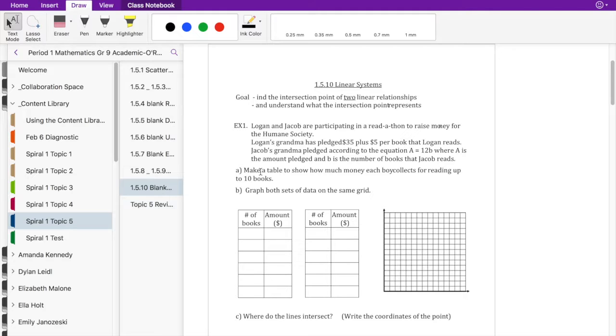Solving a linear system is just figuring out where the two lines intersect. Our first example here is Logan and Jacob are participating in a readathon. Logan's grandma has pledged $35 plus $5 per book that Logan reads.